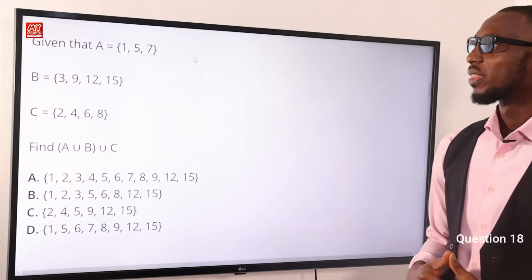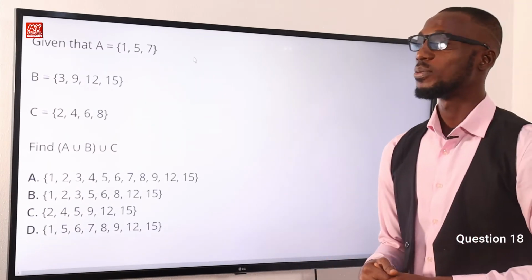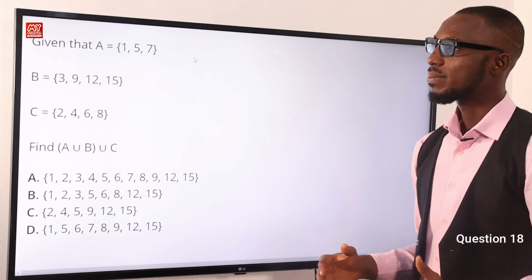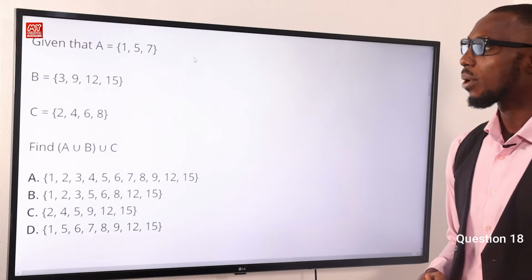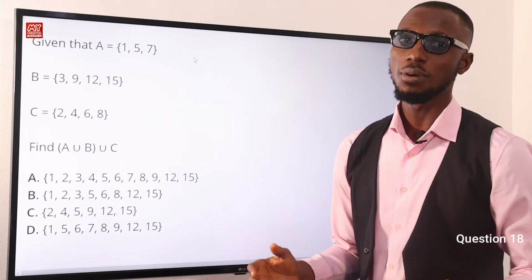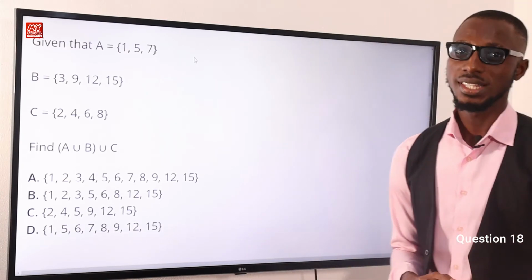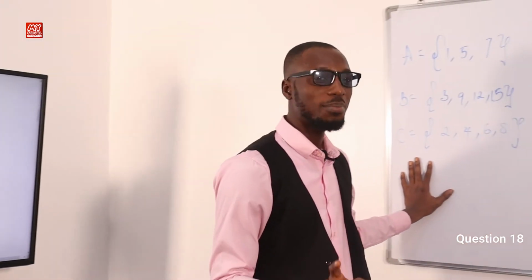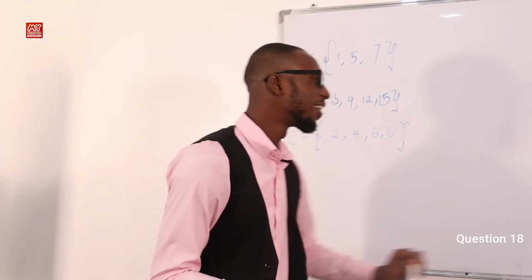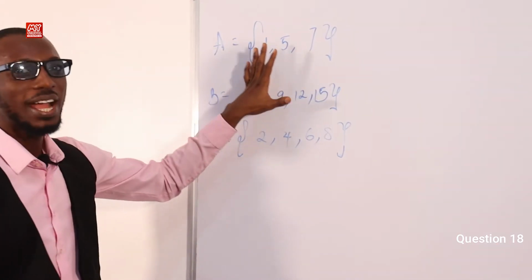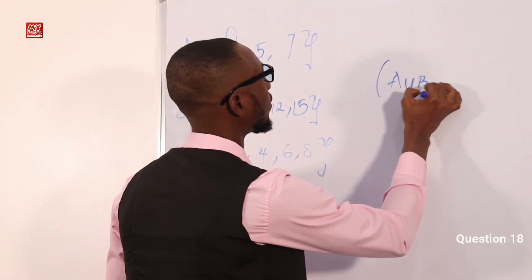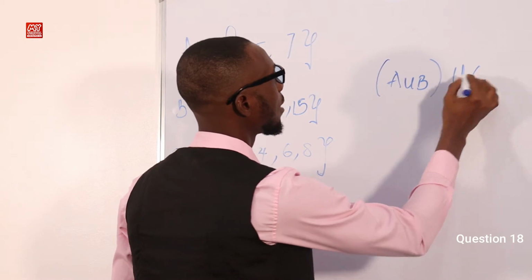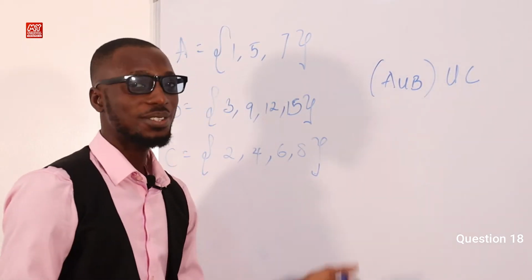Question 18. Given that set A equals {1, 5, 7}, set B equals {3, 9, 12, 15}, set C equals {2, 4, 6, 8}, find A union B, then union C. So what I just did first is to reproduce the question on our whiteboard. That is our solution platform. Okay, so we are asked to find A union B, then union C.